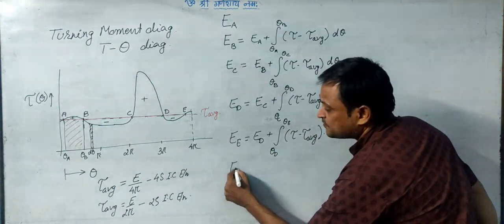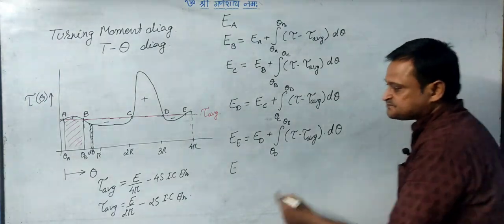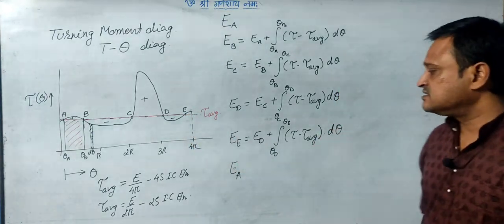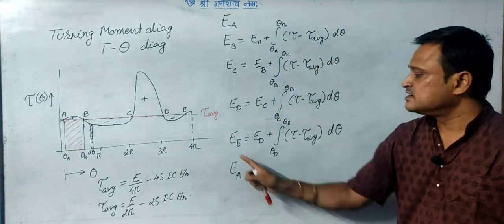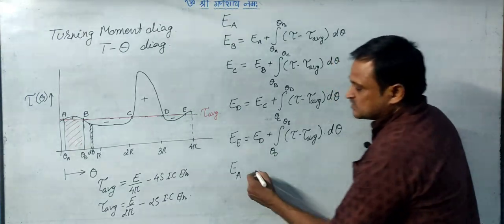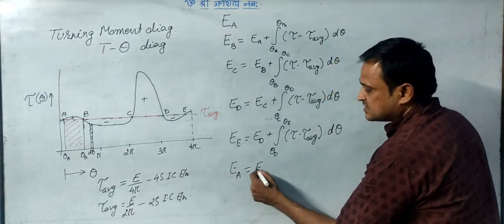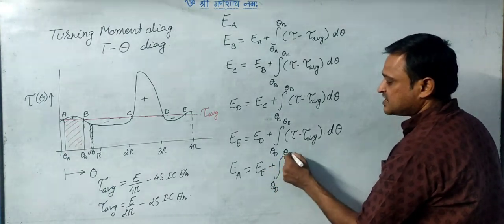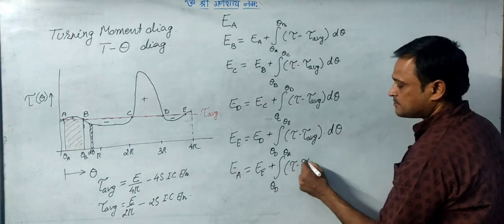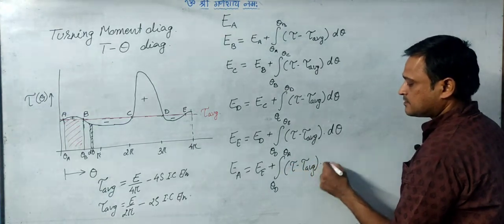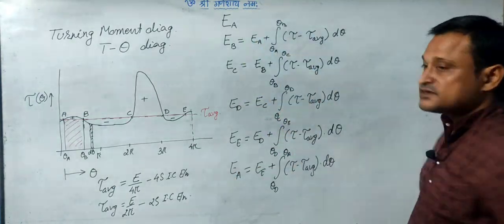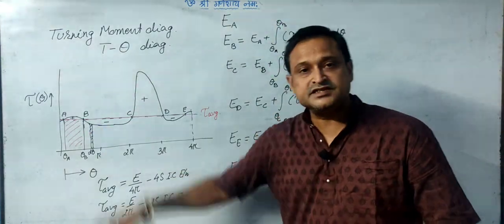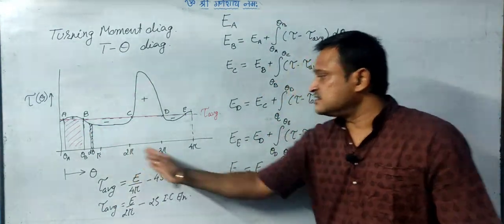So, again now we come back to energy at A. Energy at A will be energy at E plus the integral from theta E to theta D, and so on, from theta D to theta A, which will be equal to this value. So that is how we can find out the energies available during the cycle, right.